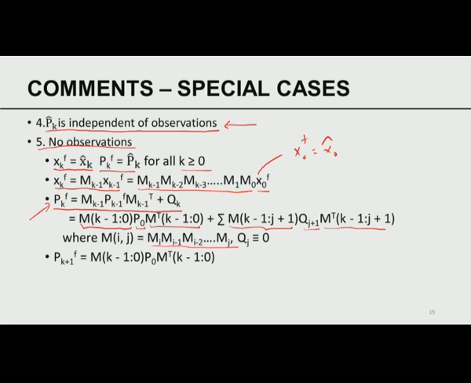Now when there is no model noise, I can set Qj equal to 0: no observation, no model noise. So this is the variance of the forecast when there is no observation and no model noise. Please understand, the forecast covariance at time k only depends on the initial covariance and the product of the model along the trajectory.